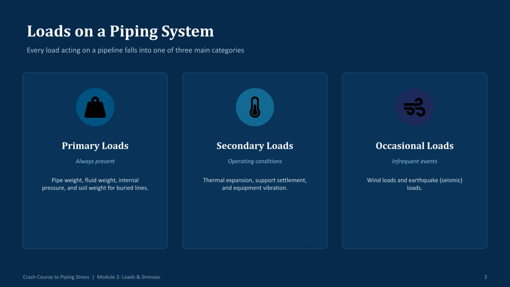Other secondary loads include a support settling slightly into the ground over time, or vibration from a nearby pump or compressor. Third, occasional loads. As the name suggests, these don't happen often, maybe never for the life of the plant. Wind blowing sideways against an elevated pipe rack is one example. An earthquake shaking the ground is another. You design for these as a safety precaution, even though you hope they rarely or never actually occur.